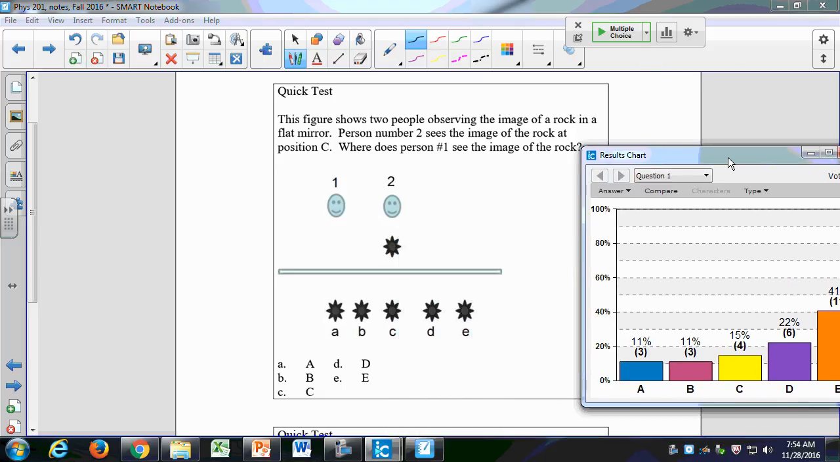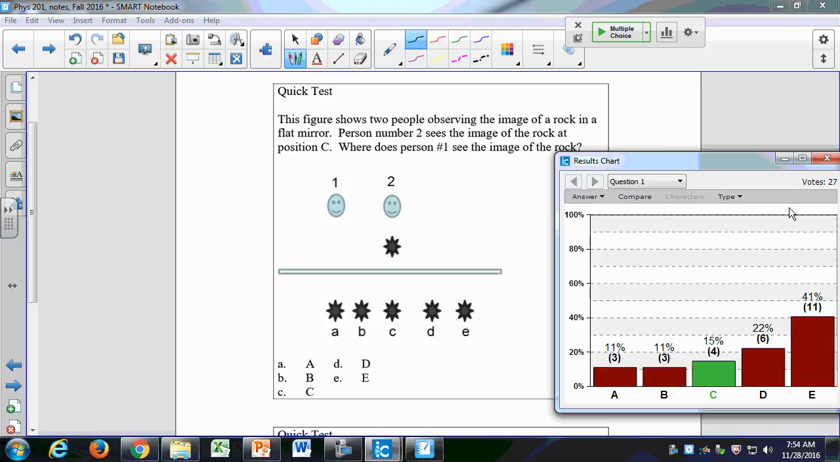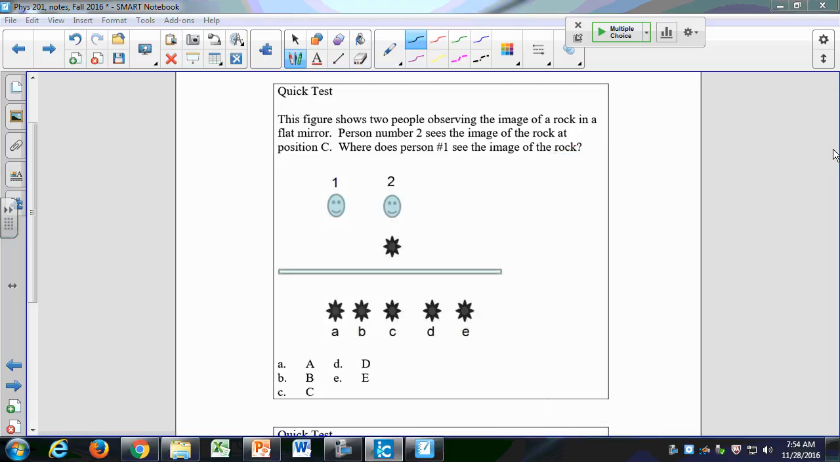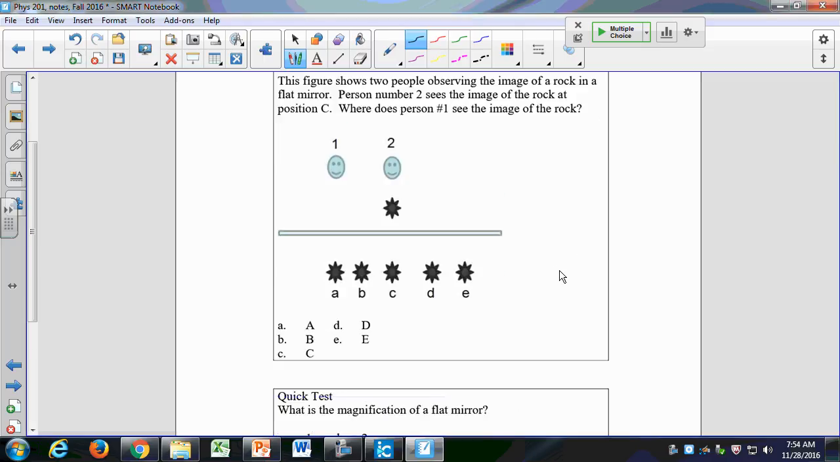A lot of you put E, and that is sort of the common misconception. But the fact is that it doesn't matter where you are, the image of this object will always be the same. My image distance is always equal to my object distance, and it's always going to be directly across from the object. So it doesn't matter where you're standing, the object distance will always be the same, and the image distance will always be the same. Let's try this next one.